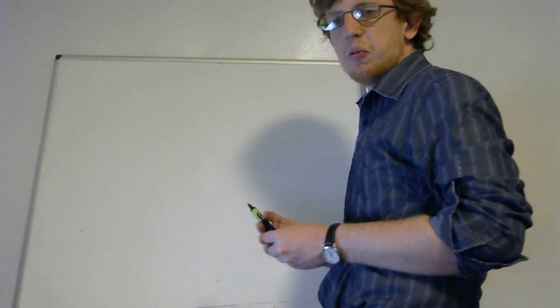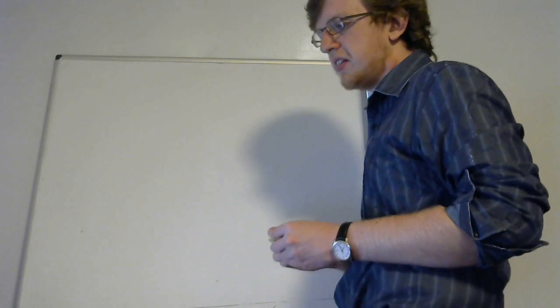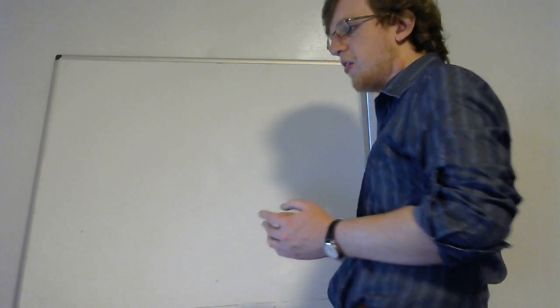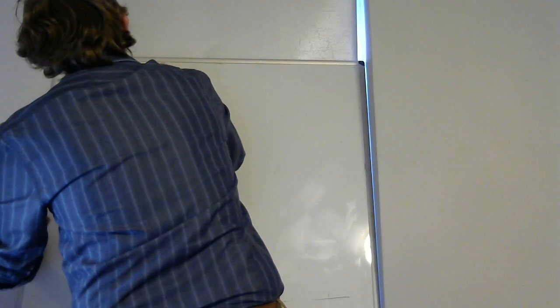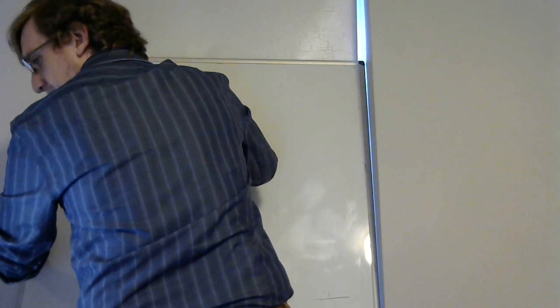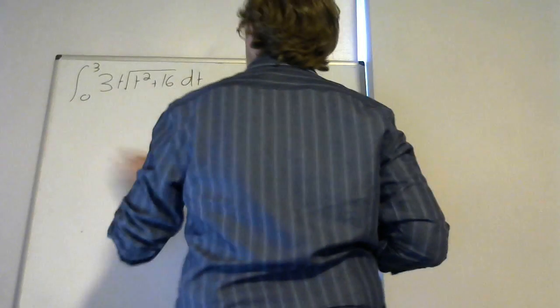The answer is 61, so it doesn't really help us that much, except it will tell us right at the very end that we've got it right. What we need to do is integrate between 3 and 0, 3t multiplied by the square root of t squared plus 16 dt. Cool.